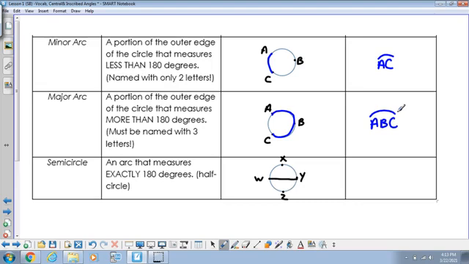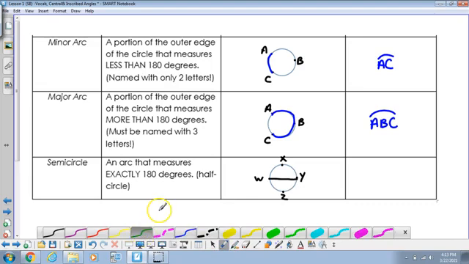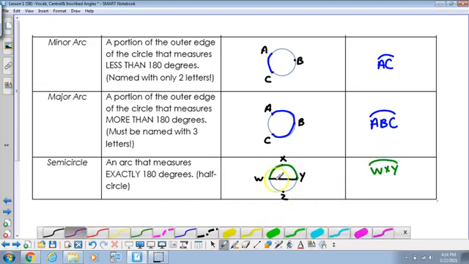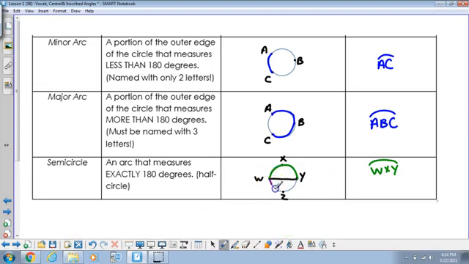Now for a semicircle, it's exactly 180 degrees, and we do use 3 letters to name that so that we know which part we're talking about. If we wanted to talk about this upper half of this circle right here, this upper semicircle, it starts at W and ends at Y, and it goes through X. So we would name this WXY and give it an arc. If we wanted to talk about the bottom semicircle, it still starts at W and ends at Y, but this one doesn't go through X, this one goes through Z, so we would name that WZY, and we do want to give 3 letters for a semicircle to make sure we know which portion of the circle we're talking about.